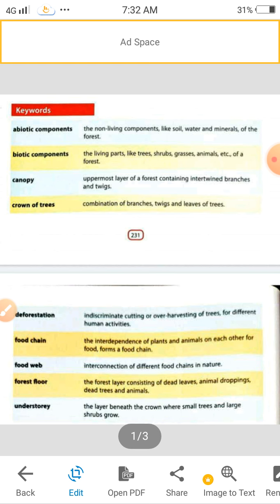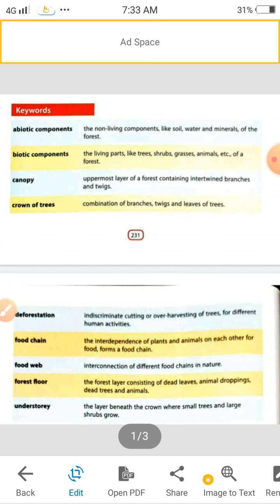Today, we will discuss the keywords and the back exercise of the chapter. The first word is abiotic components. What are abiotic components? The non-living components like soil, water, and minerals of the forest are called abiotic components. Second is biotic components. The living parts like trees, shrubs, grass, animals, etc. of a forest are called biotic components. For a better ecosystem, there is a better interaction between abiotic and biotic components of the forest.